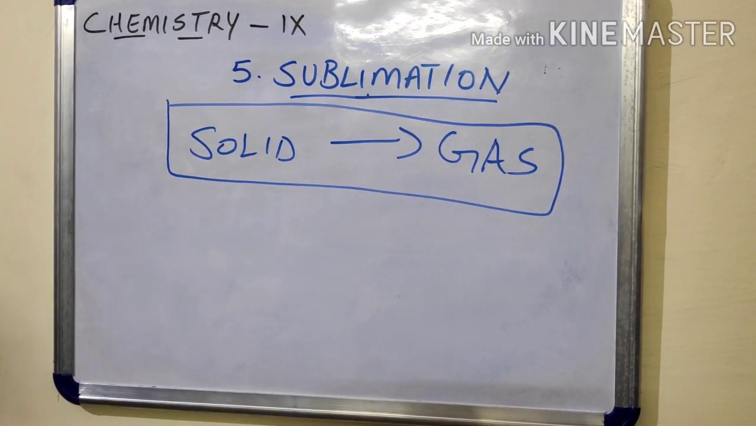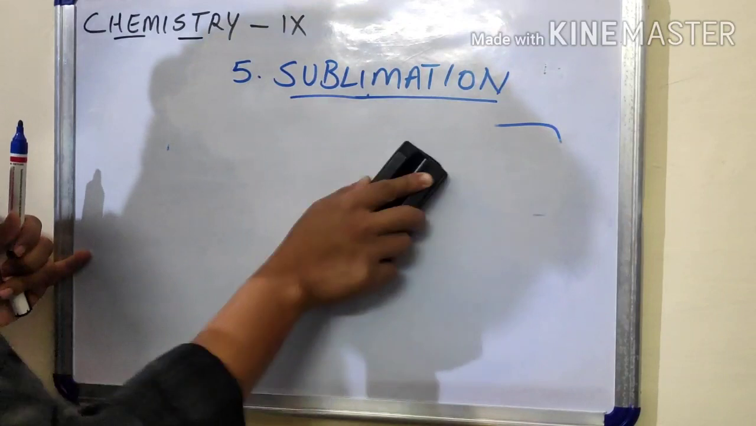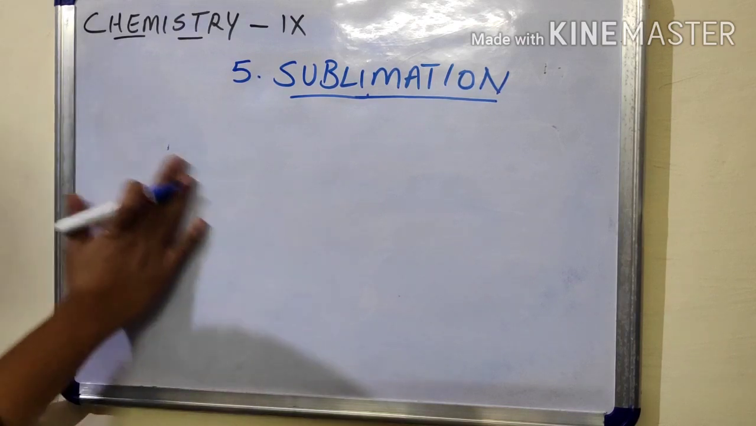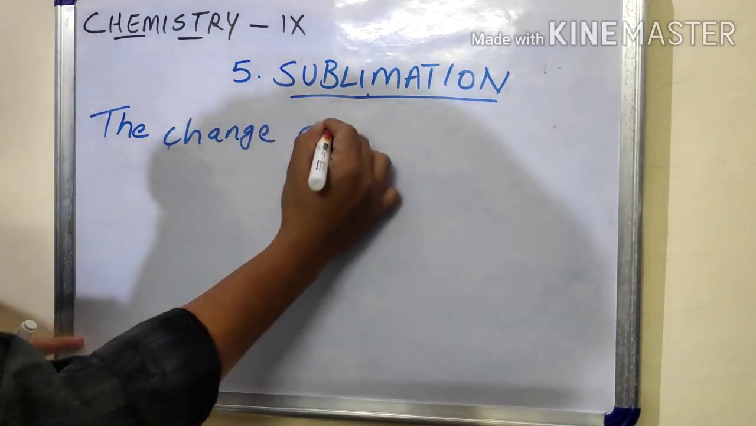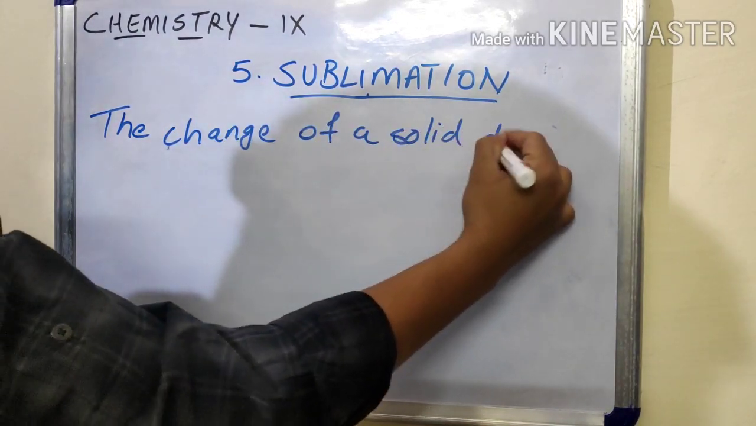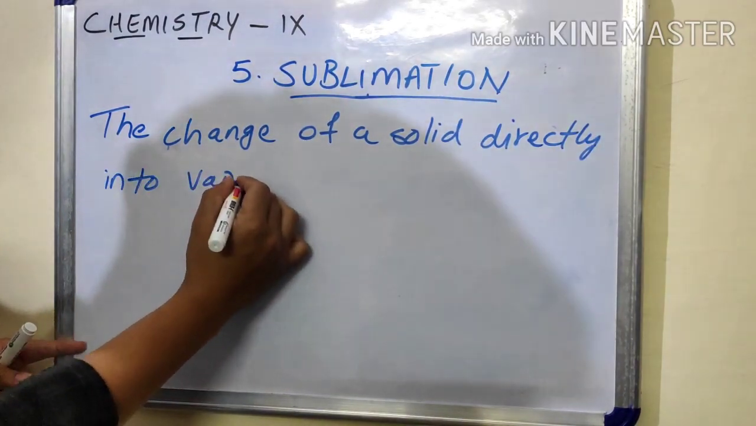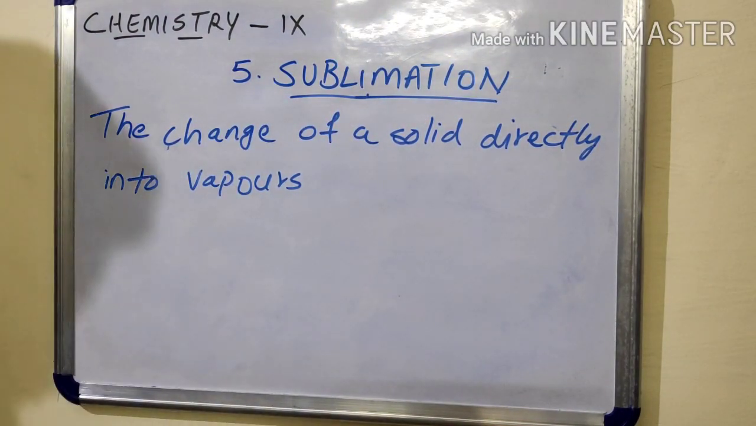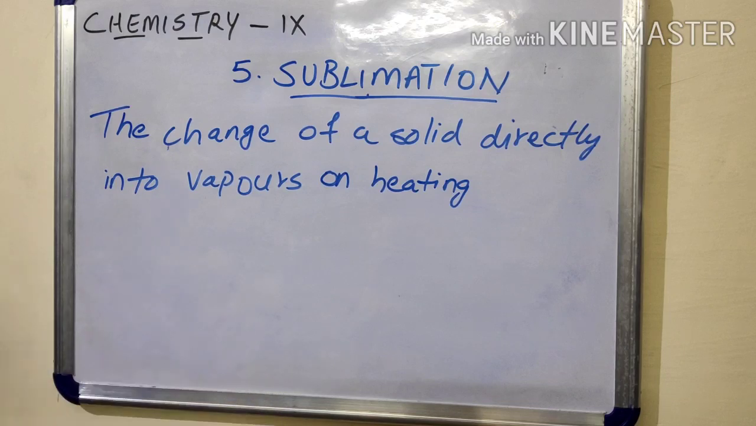Now in sublimation, what happens is, there are some very rare solid substances that directly vaporize to gas. Okay, so write down the definition first. The change of a solid directly into vapors on heating is called sublimation.